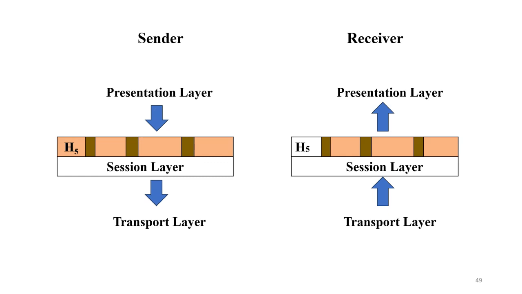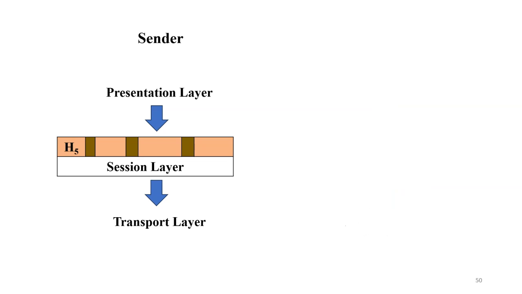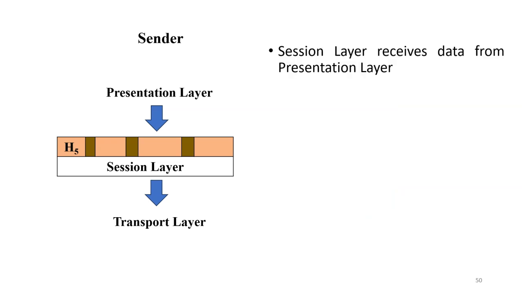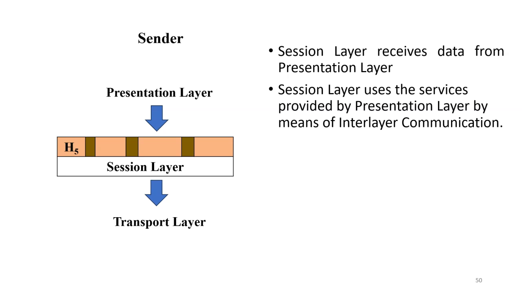Here in this diagram we can see that at the sender side, the flow of data is from top to bottom, and at the receiver side, the flow of data is from bottom to top. At the sender side, the session layer receives data from the presentation layer. In this case the presentation layer is the upper layer and the session layer is the lower layer. This means the session layer, which is the lower layer, uses the services provided by the presentation layer by means of interlayer communication.